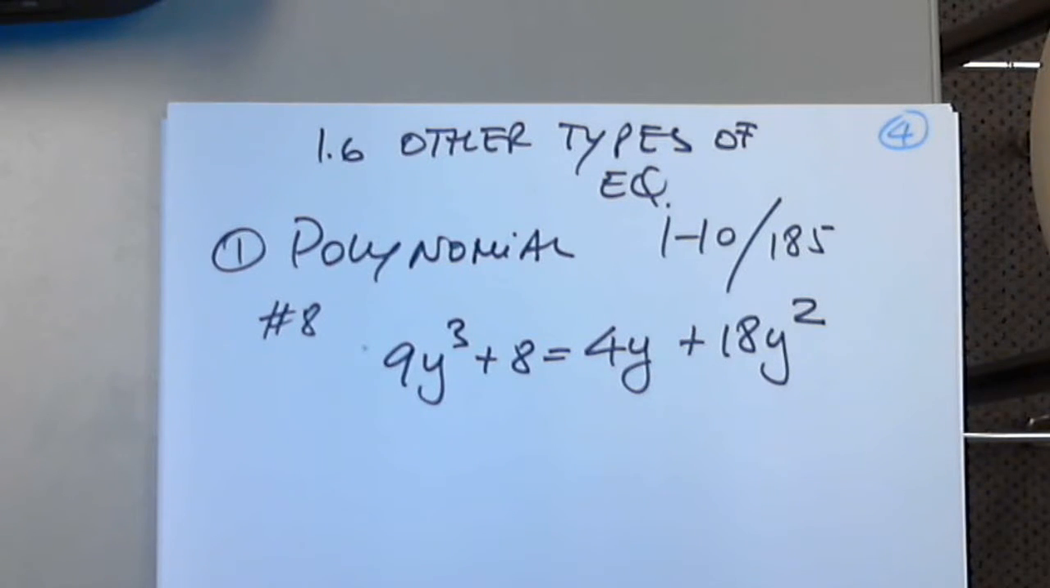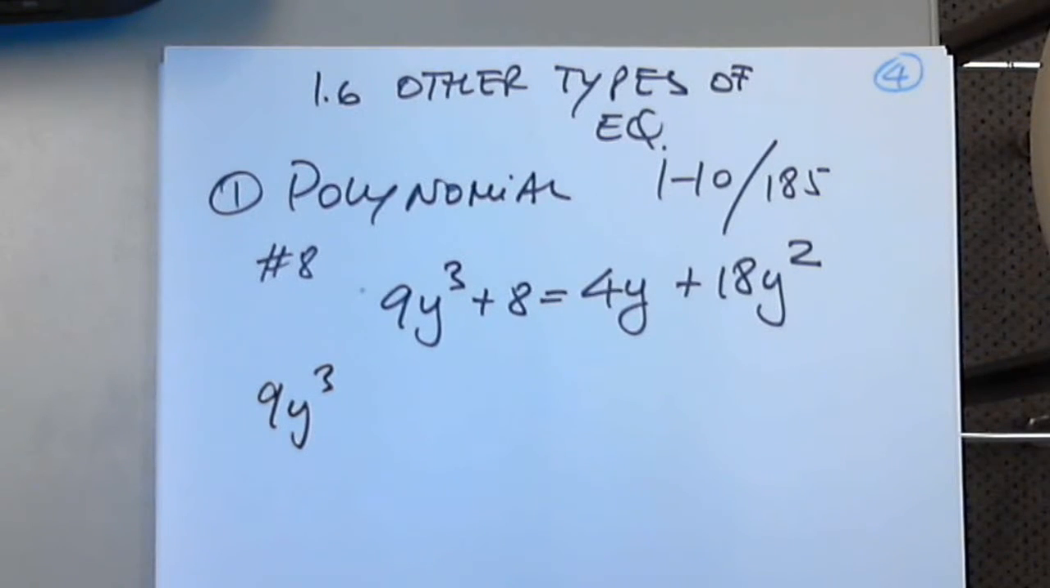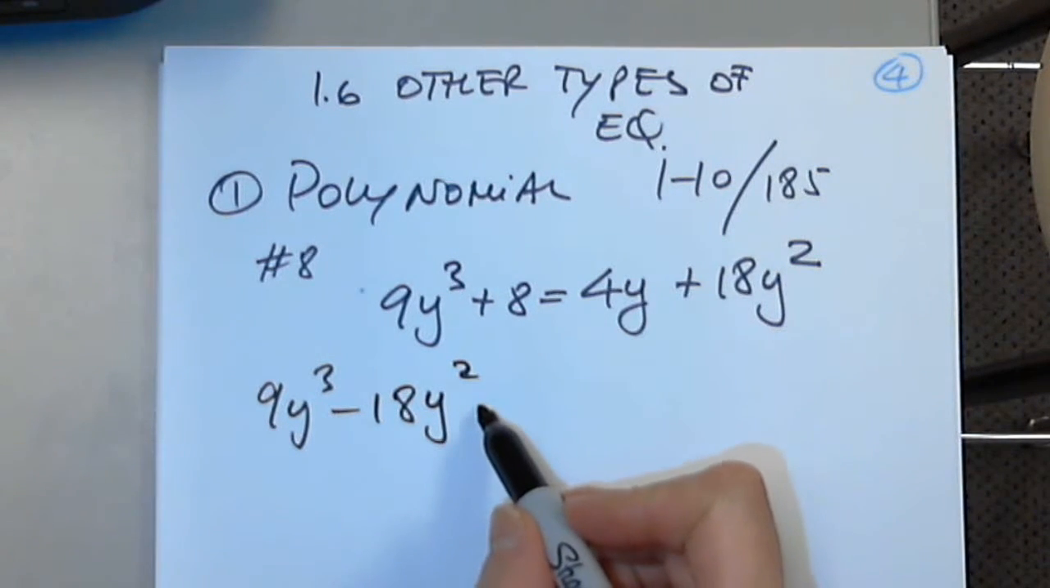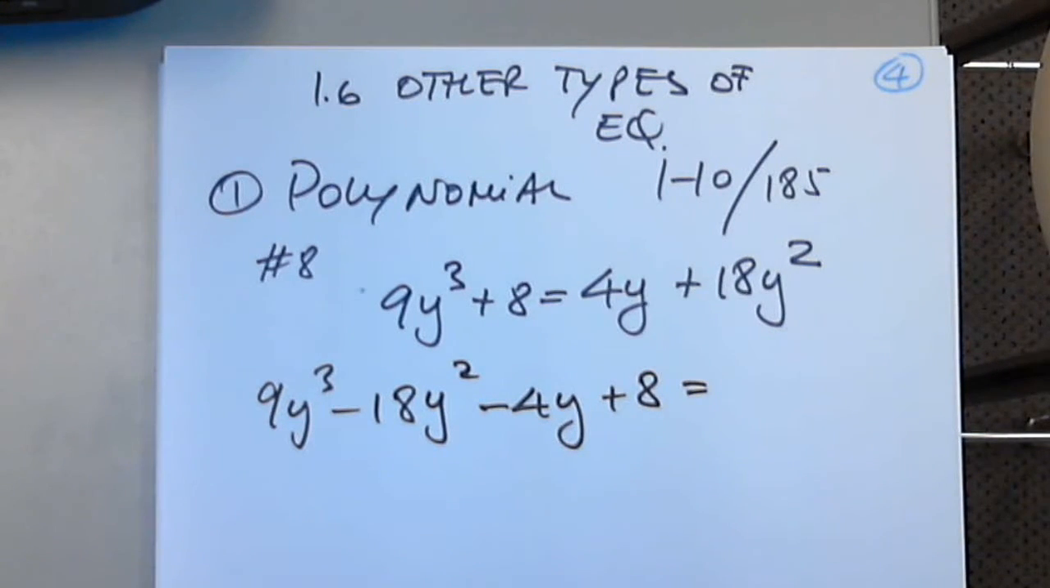And how do I get them to the other side? In what order should I ask? Subtract 4y and then, but in which order I really want them, so I can save some time and do 2 things at once. Subtract 8. So I have 9y cubed. Which will be the next in line? Yes, negative 18y squared. Which will be the next in line? Negative 4y plus 8. And what is left on the other side? 0. Absolutely 0. Awesome.